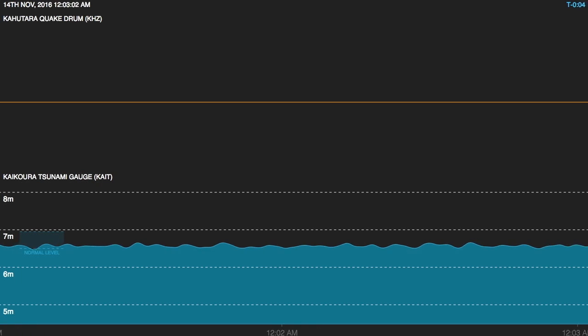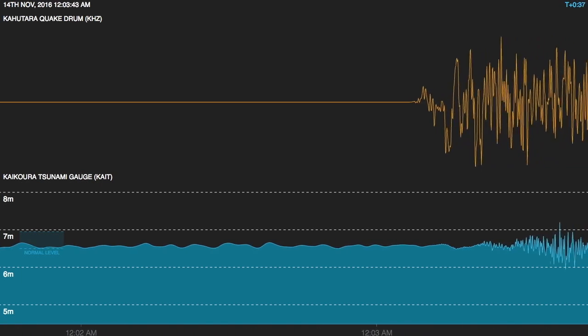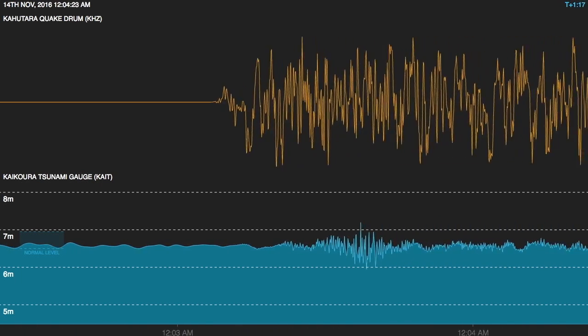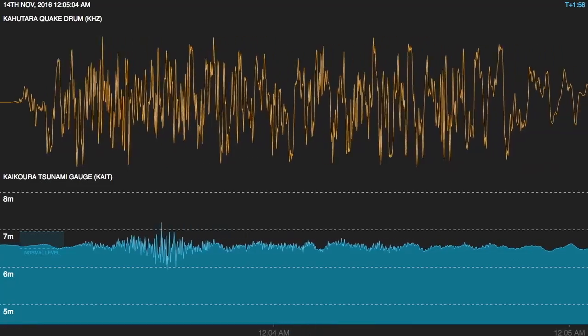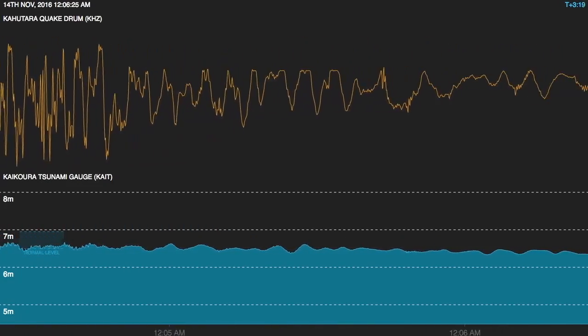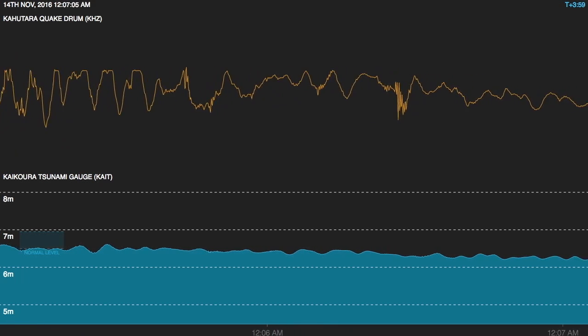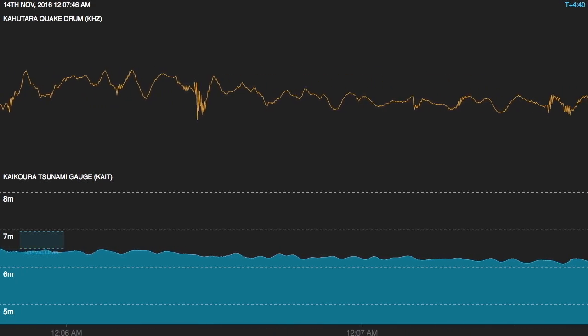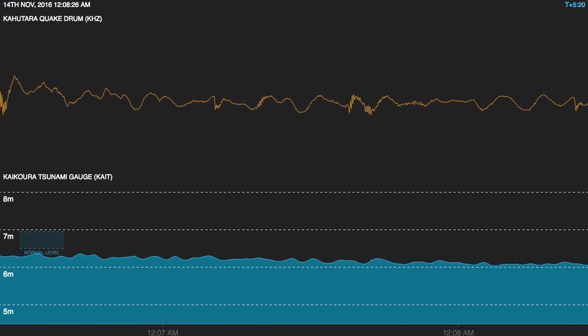What we see here is the seismogram at the top and the tide gauge data at the bottom. Here comes the earthquake. It lasts for a couple of minutes. Notice that the tide gauge also shows vibrations while that is happening. Now the earthquake is over.